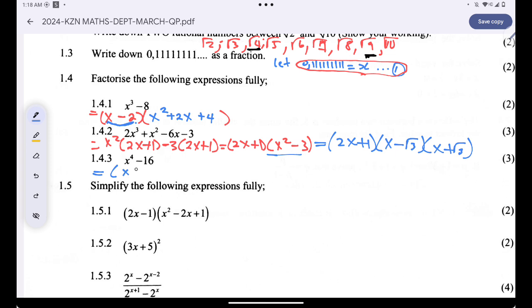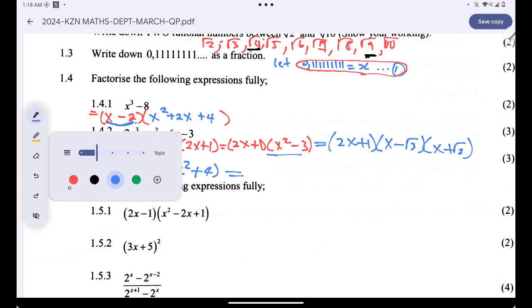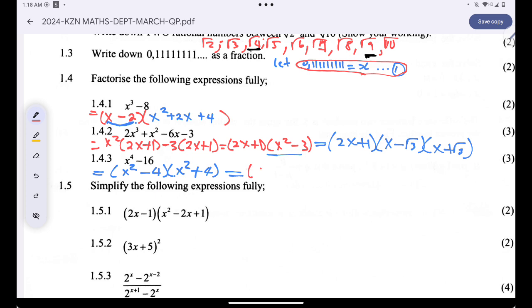And then here it's a difference of two squares as well. What's the square root of x to the power 4? It is x squared. The square root of 16 is 4. Are you together? Okay, I can further factorize the first brackets because it's a difference of two squares. I'll have x and x, 2 and 2, minus and plus.